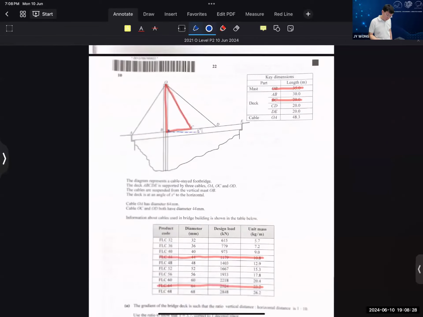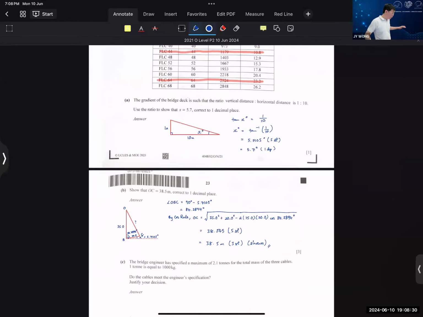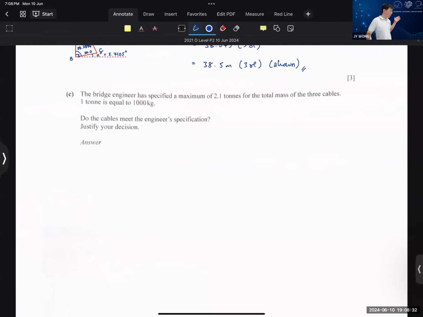All right. So the only difficult part actually is part C. The bridge engineer has specified a maximum of 2.1 tons for the total mass of the three cables. 1 ton is equal to 1000 kg. Do the cables meet the engineer's specification?